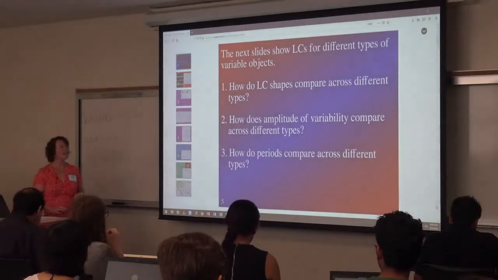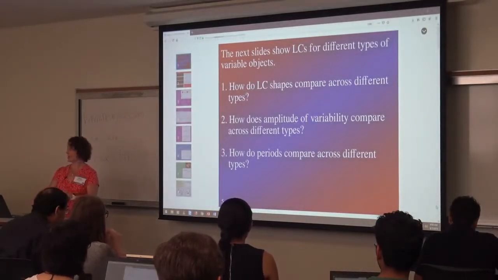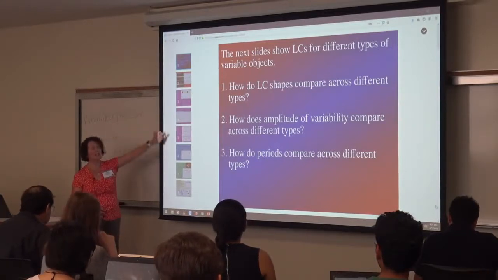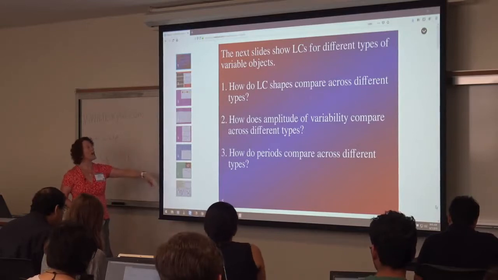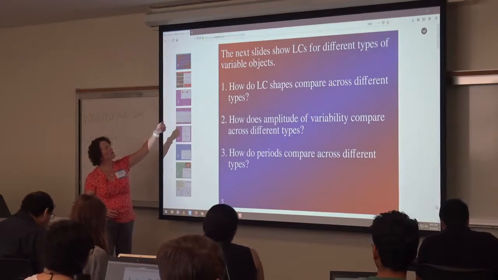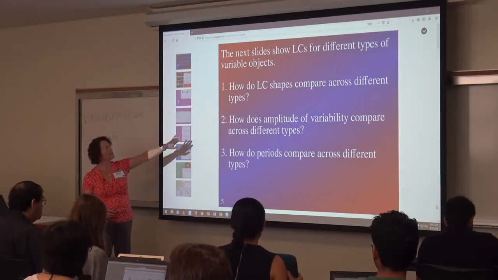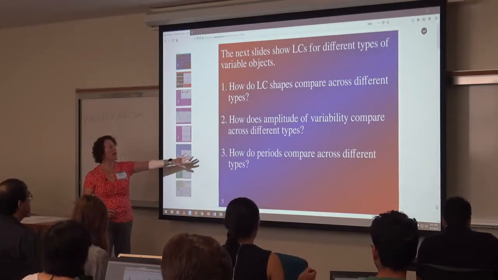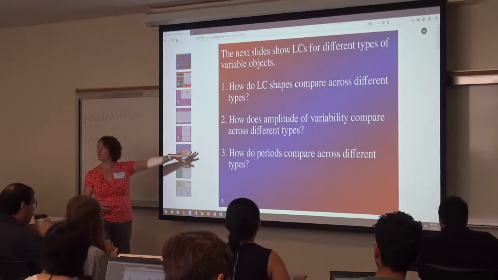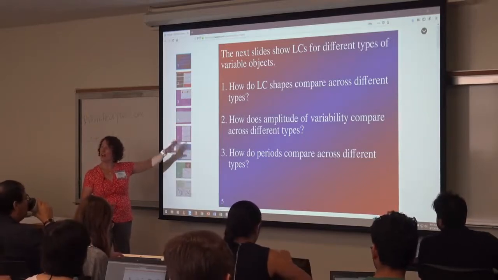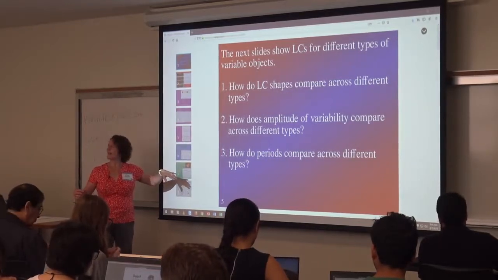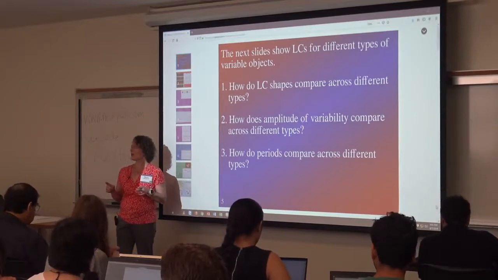Now, this is something that you're going to be able to take advantage of with Nearpod. On Nearpod, you will be able to click through each of these sets of slides. When you're looking through each of these slides, I want you to see if you can answer these questions to yourself. How do light curve shapes compare across different types? How does amplitude of variability compare across different types? How do periods compare across different types? So I'm going to give you like 5 to 7 minutes to look through these slides on your own, ask these questions, compare these different things, and then I'm going to ask you some questions about it. And feel free to discuss this also with your neighbors.